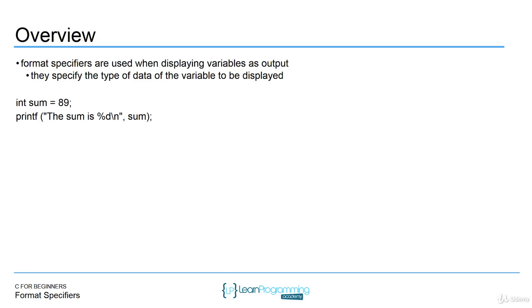For example, if you declare an integer named sum and it's equal to 89 and you want to display that variable sum, you would use the printf function, and it looks kind of weird, right? The thing you should really notice in this printf is there's a % symbol. That's how you're going to be able to identify a format specifier. Format specifiers are exactly what the name implies: they specify the format of data, how something should be formatted or displayed.